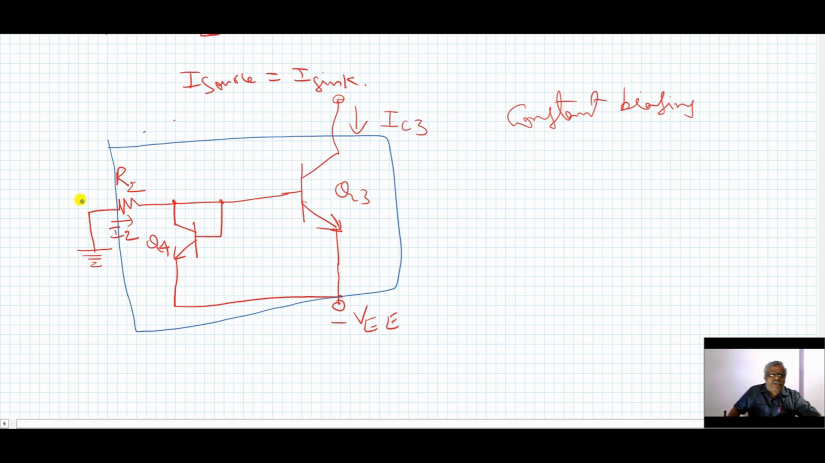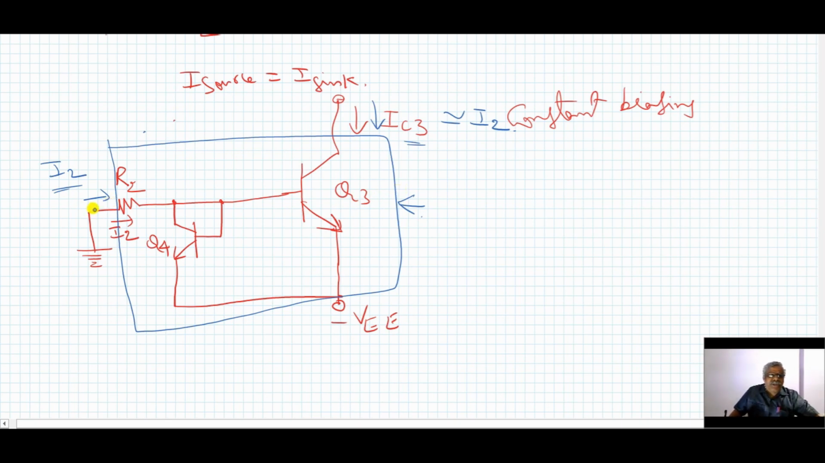So for this entire circuit, what is the input current? Current entering into this is I2. What is the output current? Current flowing through this is IC3. So if this circuit is called a current mirror circuit, this I2 should be equal to IC3. So that we prove now. So this IC3 will be almost equal to I2. Because of that reason only, this circuit is called a current mirror circuit.